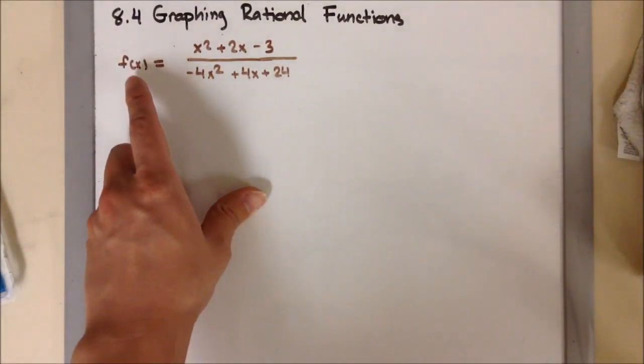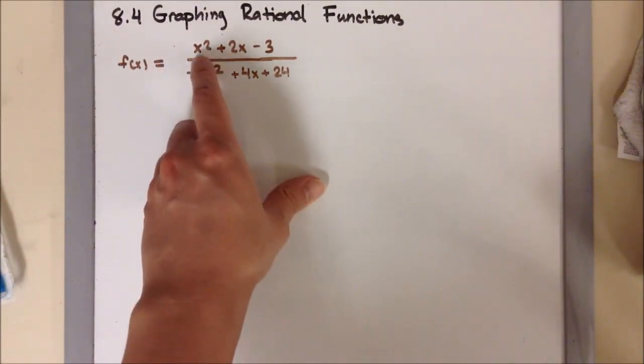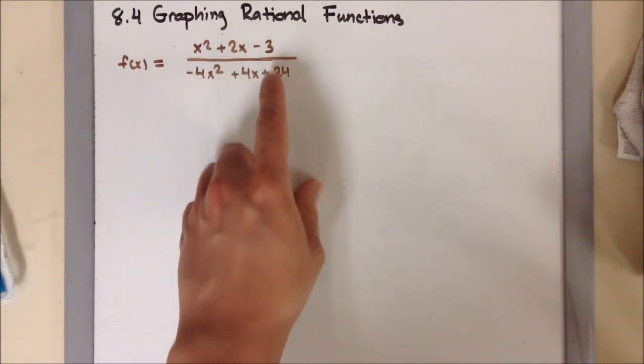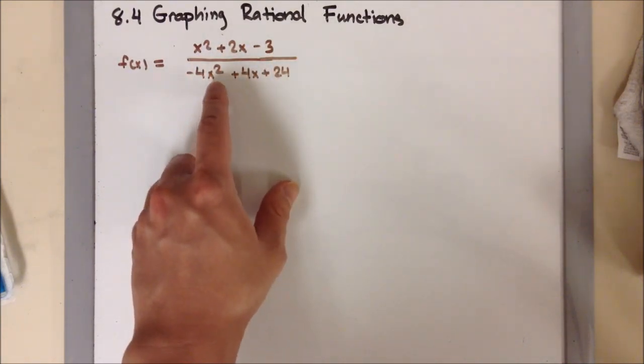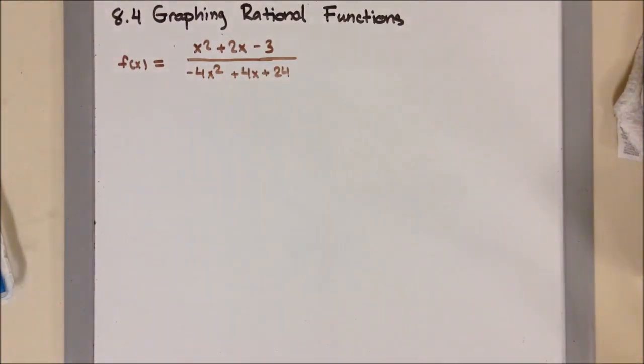In this next example, we have f of x equals, in the numerator, x squared plus 2x minus 3, in the denominator, negative 4x squared plus 4x plus 24. So let's find our horizontal asymptote.